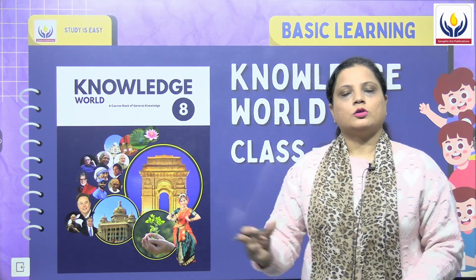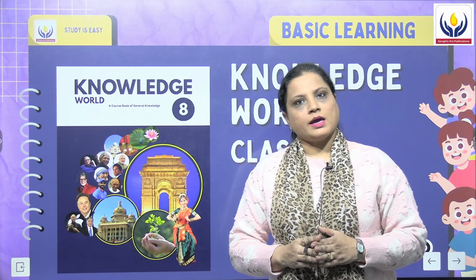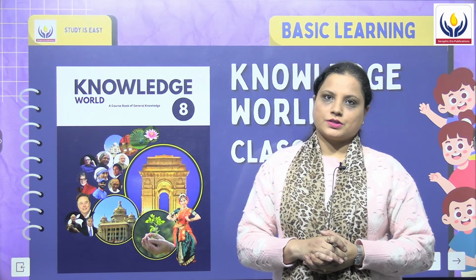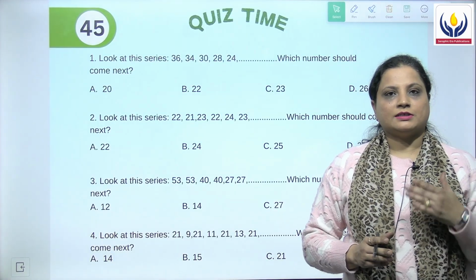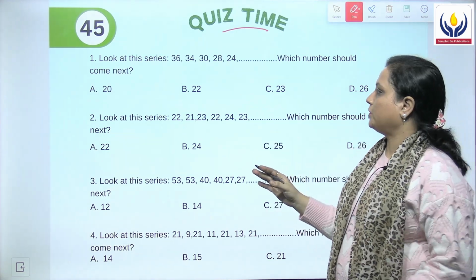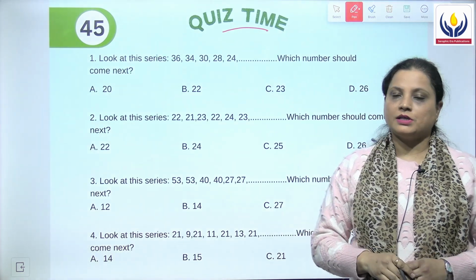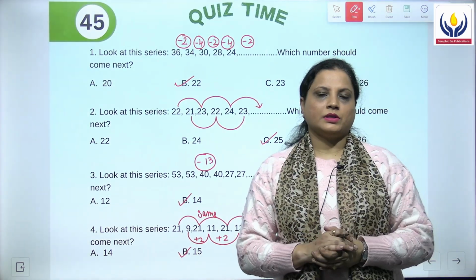Let's begin with our book Knowledge World, a course book of general knowledge for class 8 by Seraphic Era Publications. Let's begin with a new chapter today, that is chapter number 45, quiz time. Now here in this chapter we are going to read the questions and mark the answers from the given options. Let's begin with the exercise now. Let's begin with the first one.